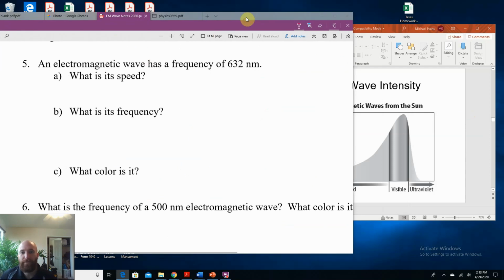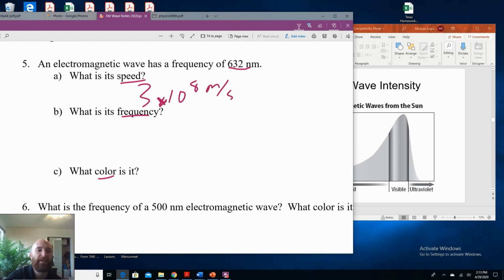So what you have to be able to do is take some information like this and tell me how fast this is going to be, what its frequency is, and what color it is. We'll do 5 together. You'll try 6 on your own, and that'll be good for today. Alright, so we've got an electromagnetic wave with a wavelength of 632 nm, which stands for nanometers. We'll worry about that in a second. For speed, you should answer this right away. 3 times 10 to the 8th meters per second. They all have the same speed.